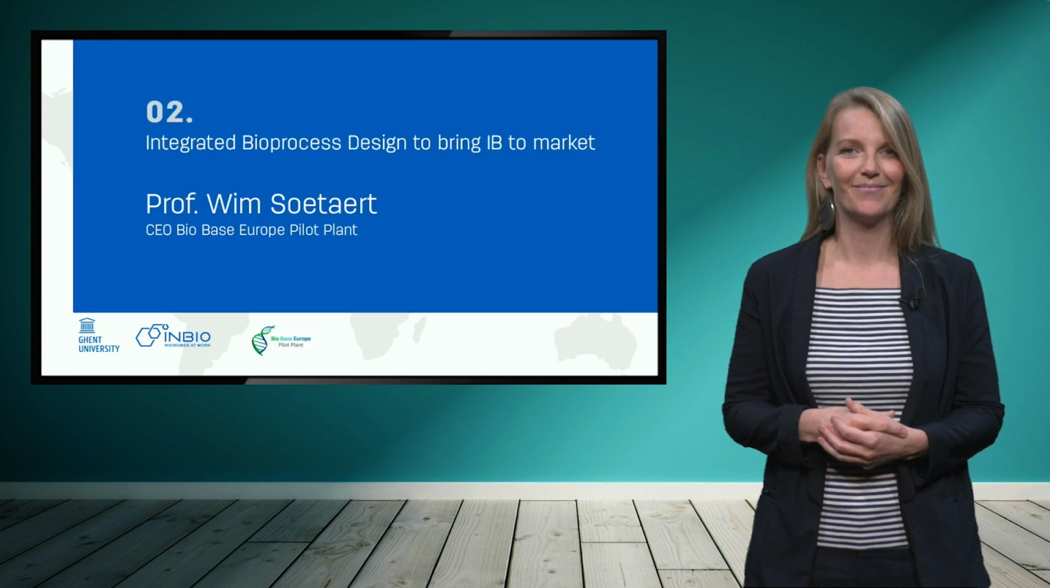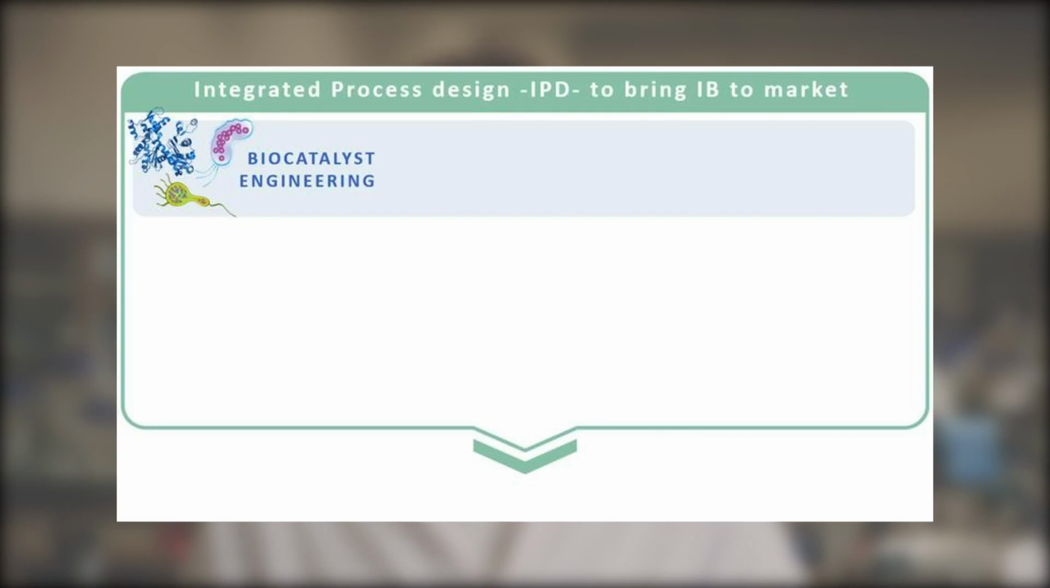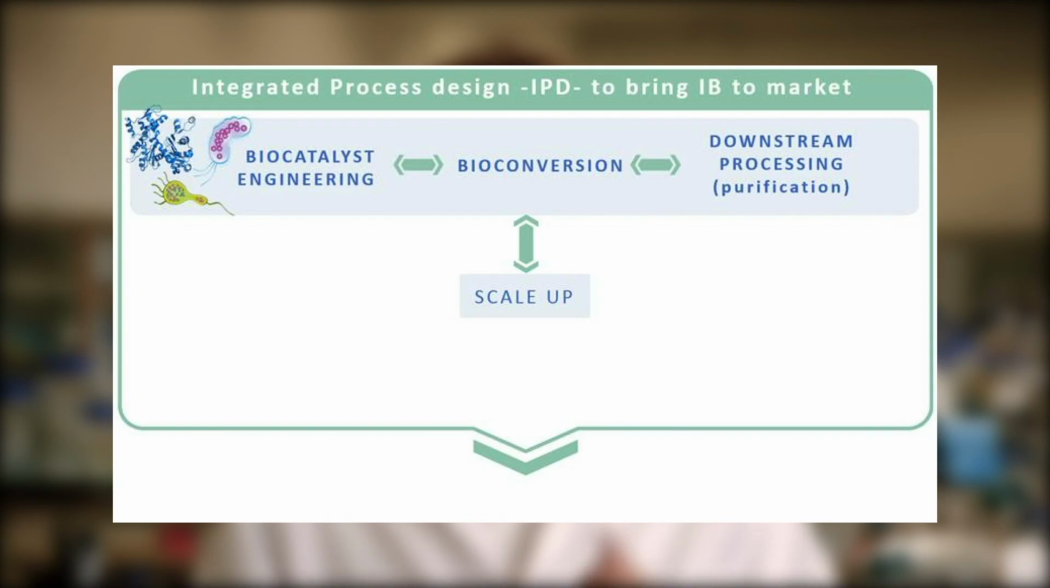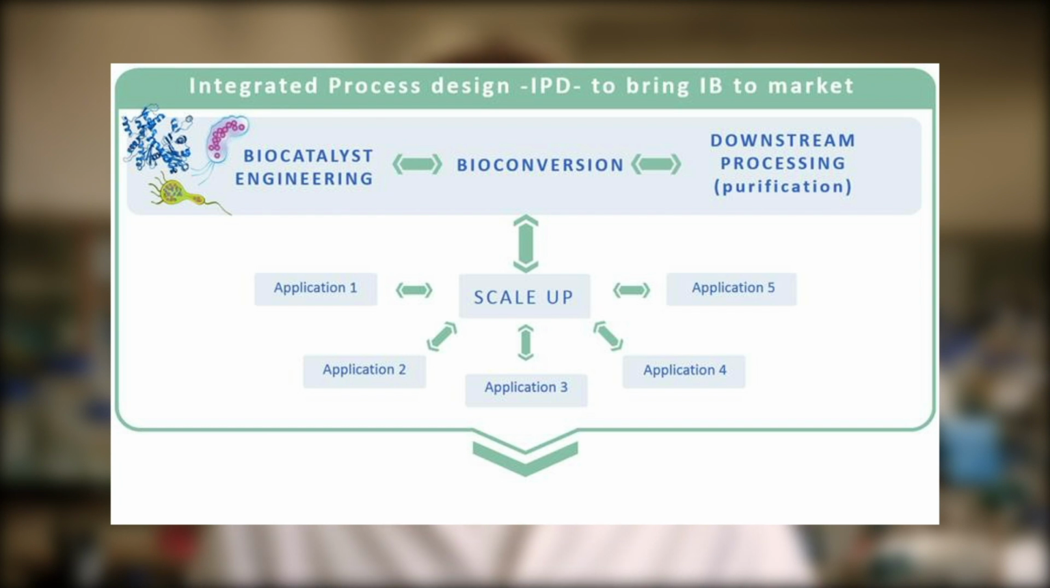Enjoy! In this video we will explain how the integrated bioprocess development actually works. So first of all we start with the strain and enzyme engineering. Secondly, we need to develop the fermentation or biocatalysis process and the downstream processing and also scale it up to a larger scale. And third, we need to have application research.